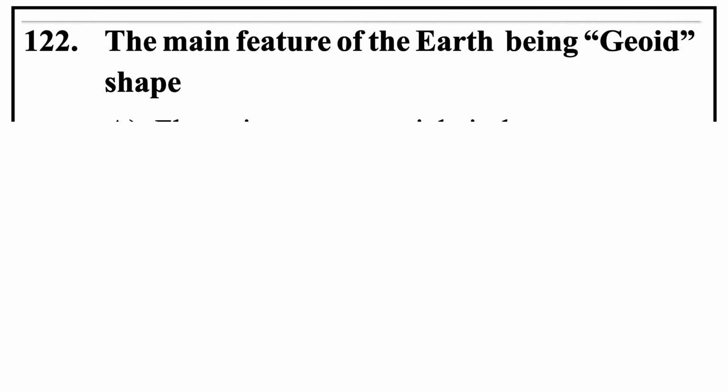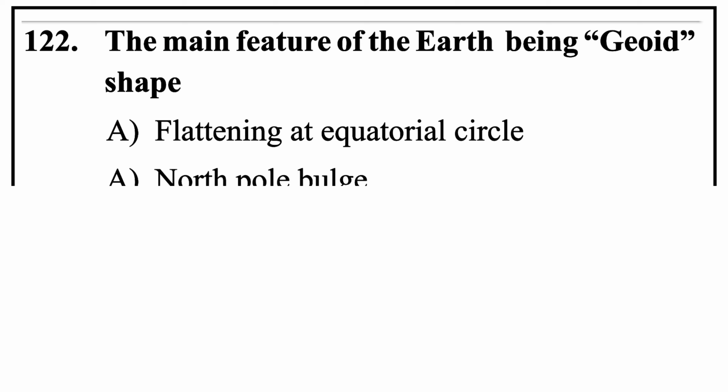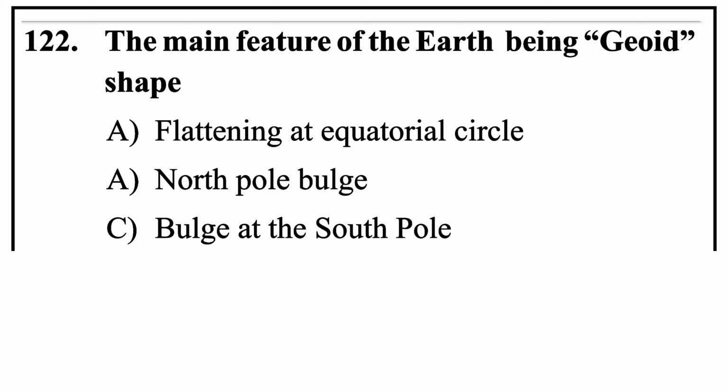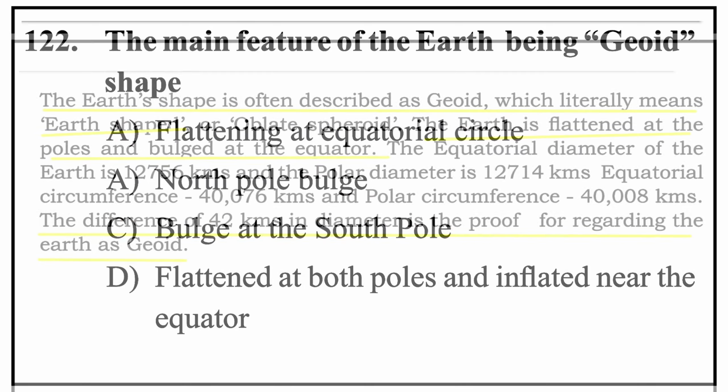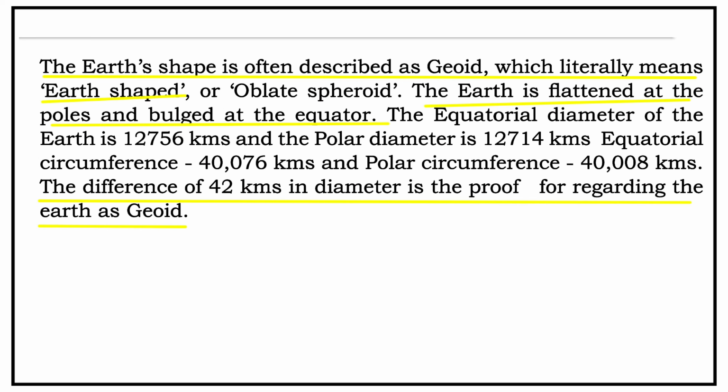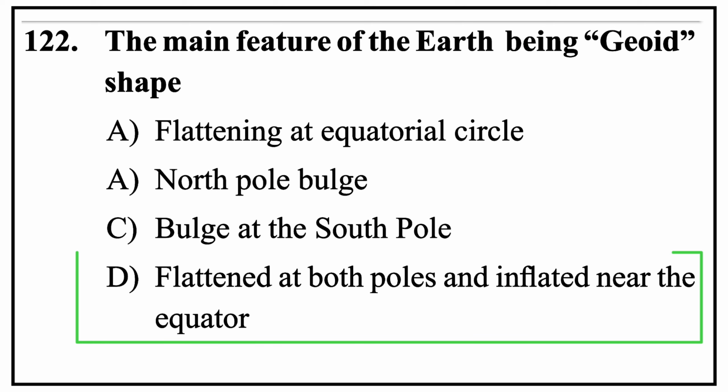120. The main feature of the Earth being geoid shape. Our options are A. Flattening at equatorial circle, B. North pole bulge, C. Bulge at the south pole, D. Flattened at both poles and inflated near the equator. Here is a clue. The Earth's shape is often described as a geoid, which literally means Earth shaped. The Earth is flattened at the poles and bulges at the equator. The difference of 42 kilometers in diameter is the proof of regarding the Earth as a geoid. Here our right option is D. Flattened at both poles and inflated near the equator.